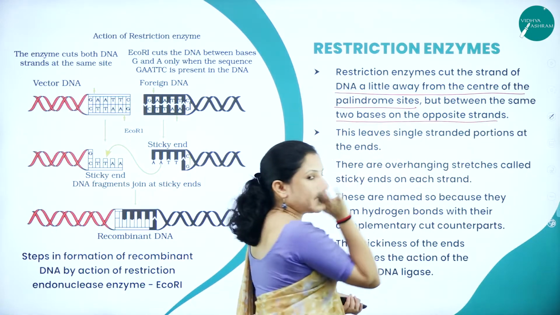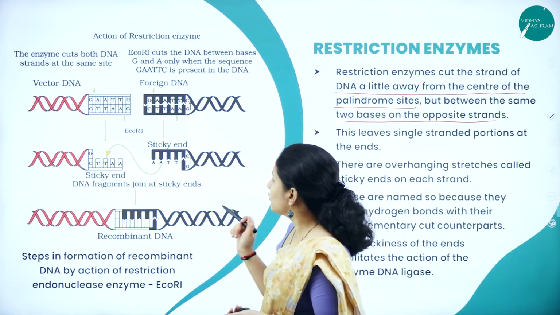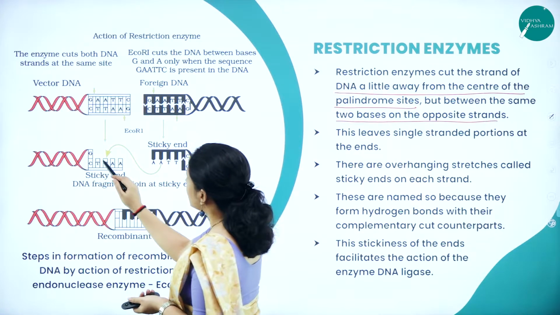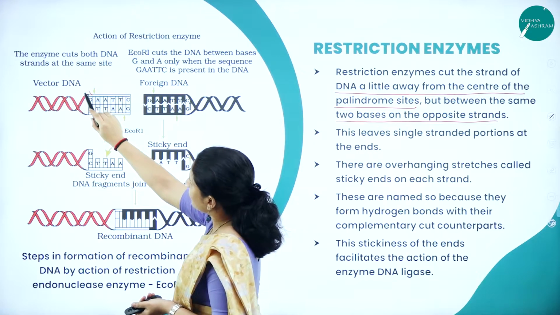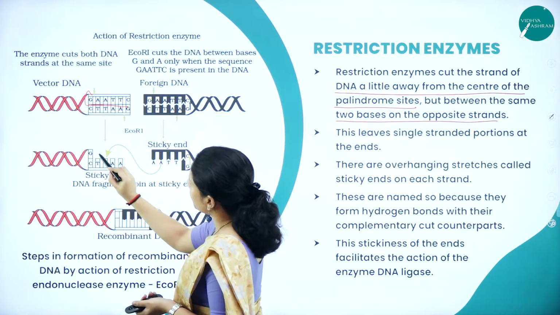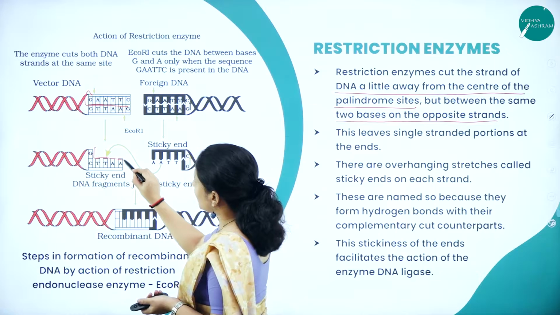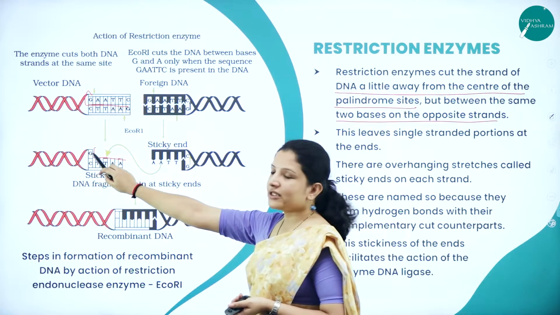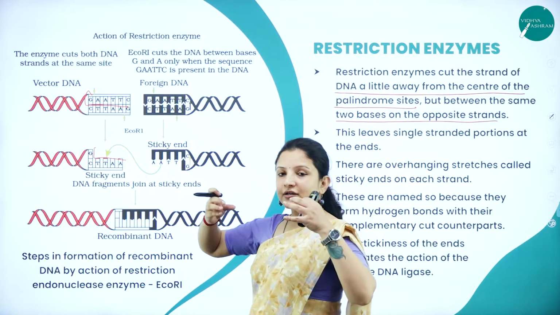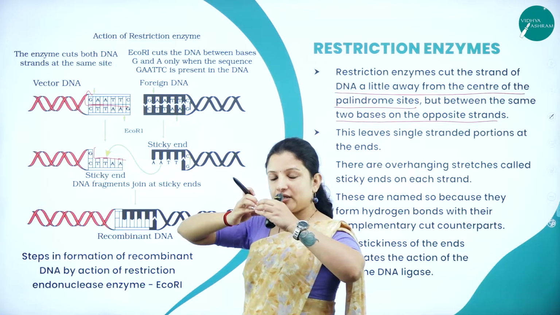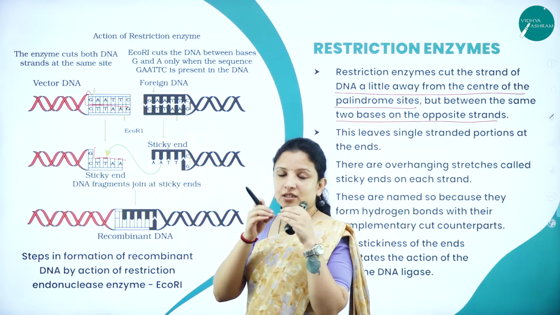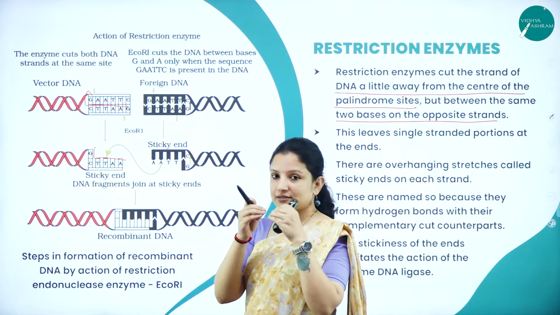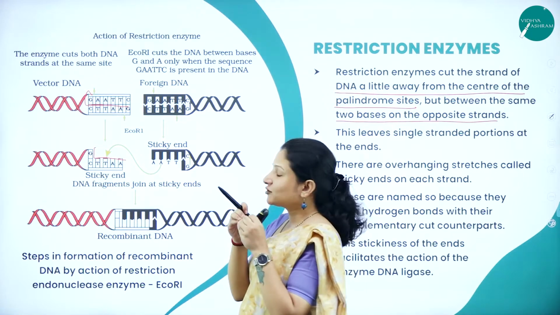So wherever the palindromic sequence is there, it will go and cut. As you can see here, the cutting would have taken place. But cutting will not take place entirely from here. It will leave here. Why it will leave is because it needs to leave sticky ends, so that later on when the DNA strands are joining, they need sticky ends. Just like how glue will stick to paper or to whatever, right? Just like that, it needs to have sticky ends.